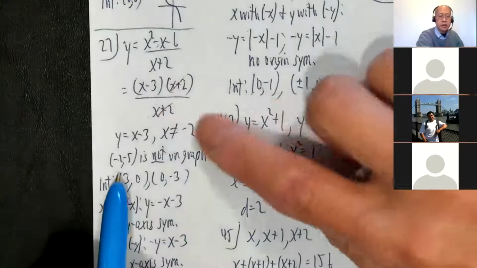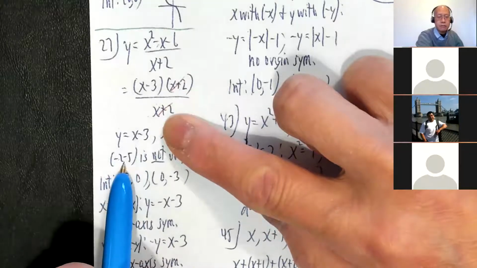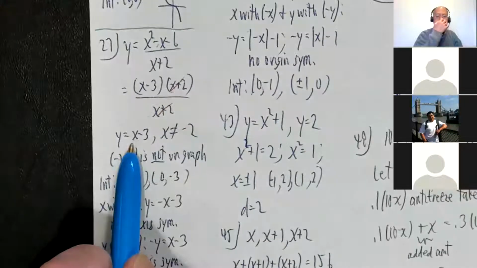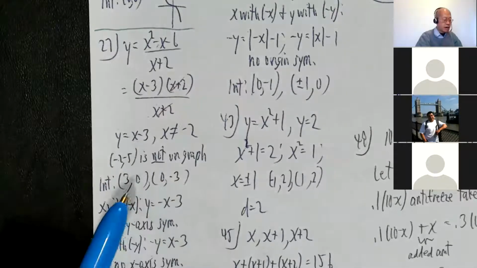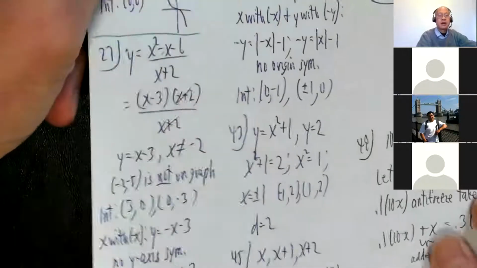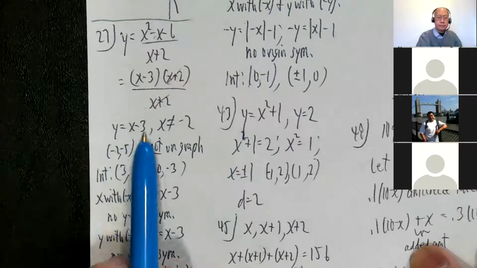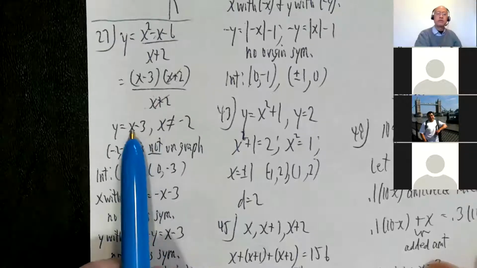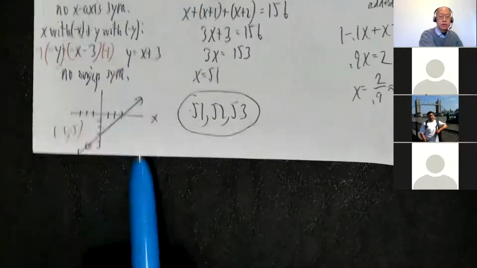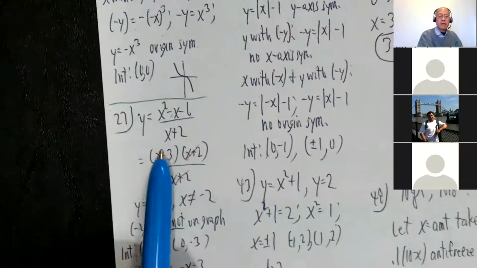Another way of saying it is this. What happens when you plug in negative 2 here? You get negative 5, right? So I'm going to graph this, except that (-2, -5) is not on the graph. I can go straight to the graph. What does this thing look like? y equals mx plus b, right? Slope is 1, y-intercept is negative 3. It's a linear equation. So the graph looks like this, except there's a hole at (-2, -5), because ultimately this is the given equation.